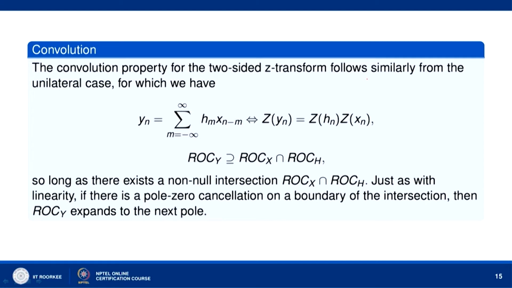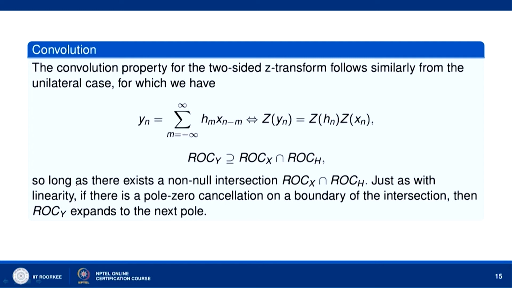Now, the convolution property for the two-sided Z transform follows in a similar manner as in the case of the unilateral Z transform. If we have two sequences h[n] and x[n], then their convolution is defined as y[n] equal to the sum over m from minus infinity to infinity of h[m] x[n-m]. Then the Z transform of y[n] is the product of the Z transforms of h[n] and x[n]. Okay. And the region of convergence of Y will contain at least the intersection of the region of convergence of x and the region of convergence of h.